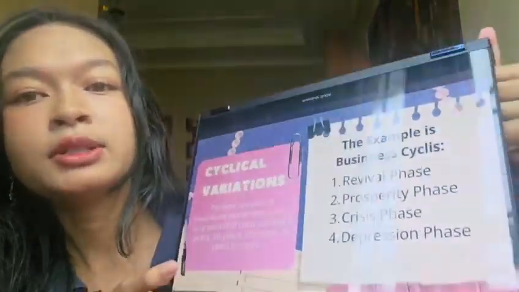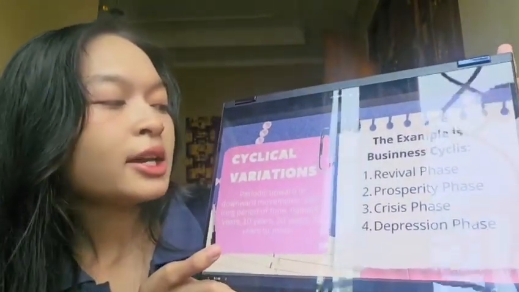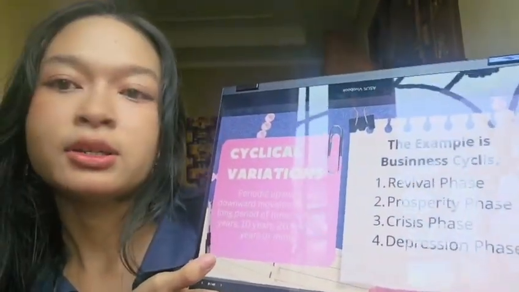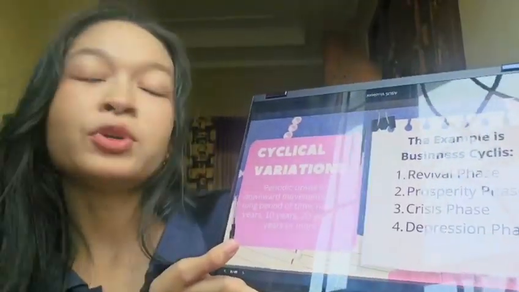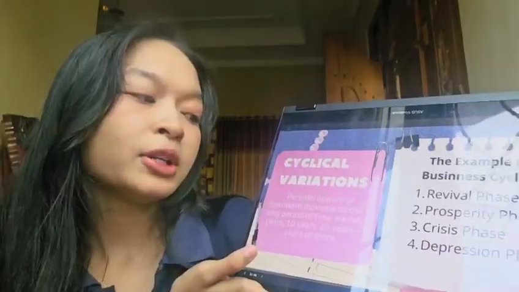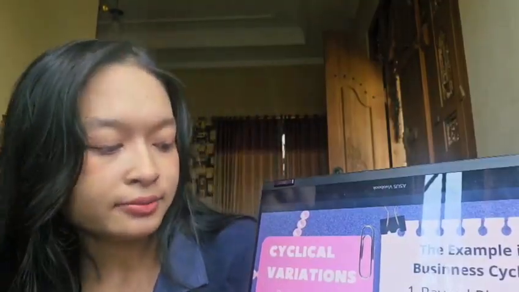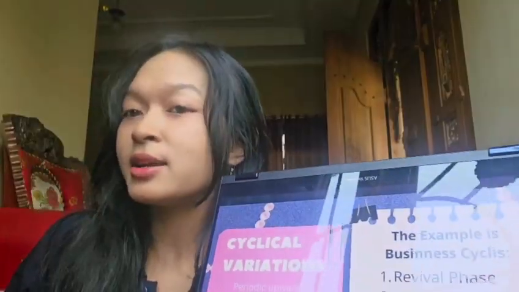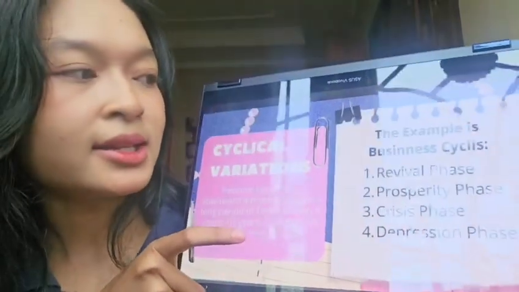Okay, the next one we will talk about cyclical variation. Cyclical variation is an upward or downward movement over a long period of time, normally 5 years, 10 years, 20 years, or 25 years. The difference from seasonal variation, which is only less than 1 year, is that this one is a long period, like 5 years, 10 years, as I said to you guys.